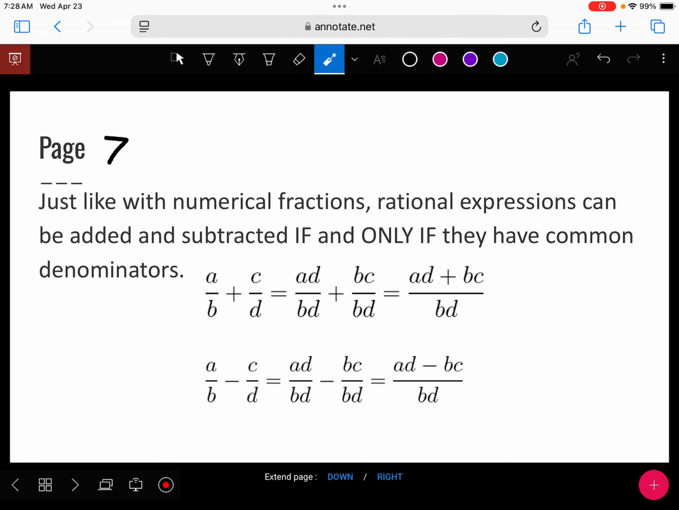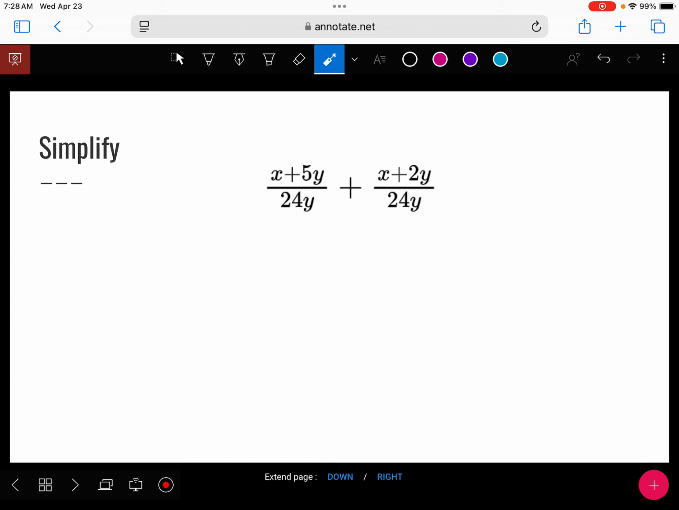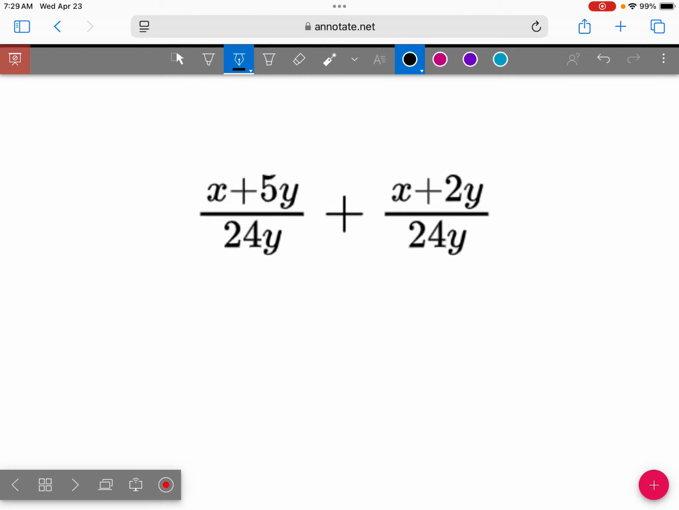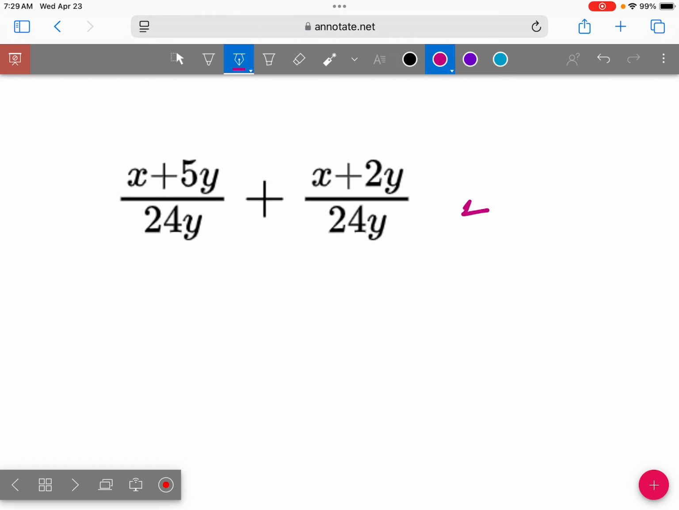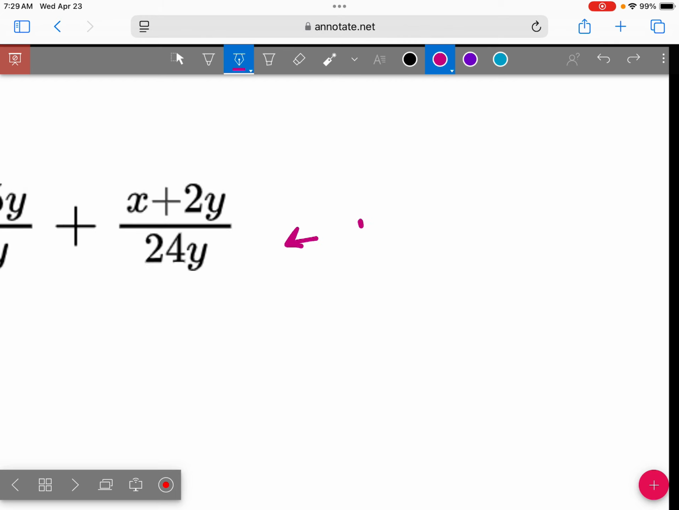So our first one is set up quite lovely for us. I just want us to see it. So if we're asked to add x plus 5y over 24y plus x plus 2y over 24y, they already have a common denominator. So I wanted us to see that adding together part when it's a little bit lettery before we started having to make our own. So we already have a common denominator. So we're good to go in that zone. Let's see, I'll put it down there. So we have a common denominator.